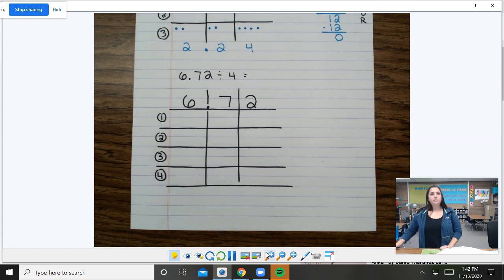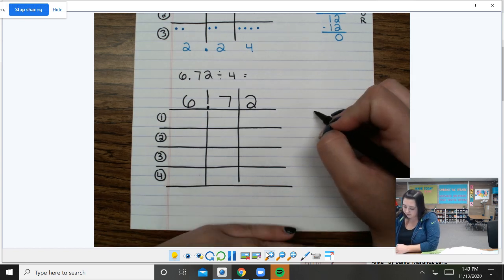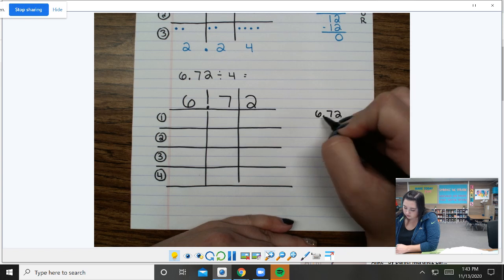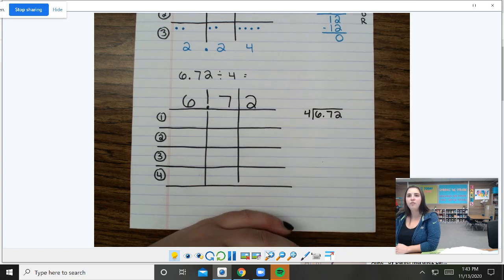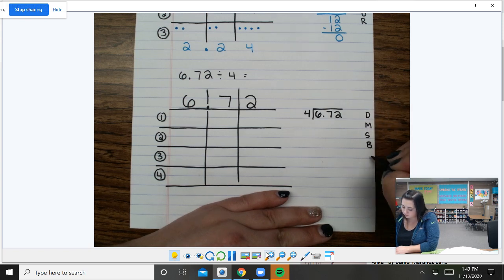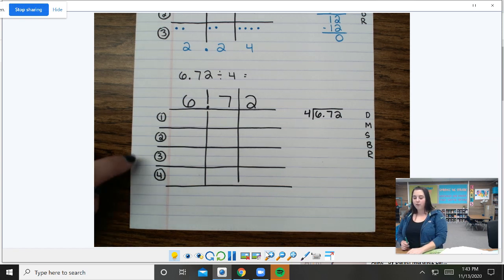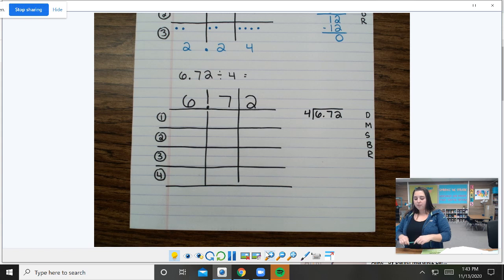Okay, so I want you to try and solve first. So if you need to pause to get caught up on this, also let's add 6.72 divided by 4. I'm writing in long division. And just a reminder, we use dad, mom, sister, brother, and brother. Okay, so we're gonna walk through step by step where I want you to try solving first, and then we'll check.